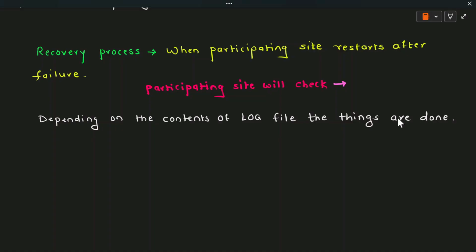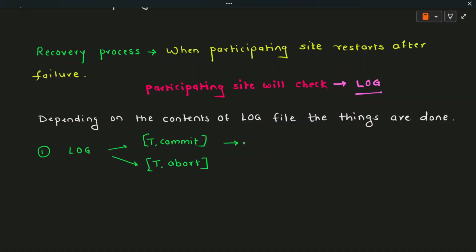Now what will happen when the participating site restarts after its failure? The first and important task that the participating site will do is check the log file. As we know, the log file contains all the data related to the transaction. So depending on the content of the log file, the following things can be done. In the first case, the log file may contain either a commit or abort message.